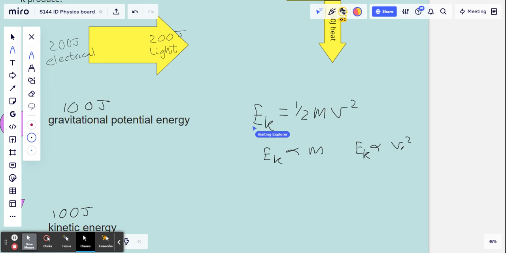So if I double the velocity, it would not double the kinetic energy. It would quadruple it. The scale factor would be squared. So if I doubled it, this would quadruple. If I tripled it, this would multiply by 9. If I multiplied v by 4, this would multiply by 16.